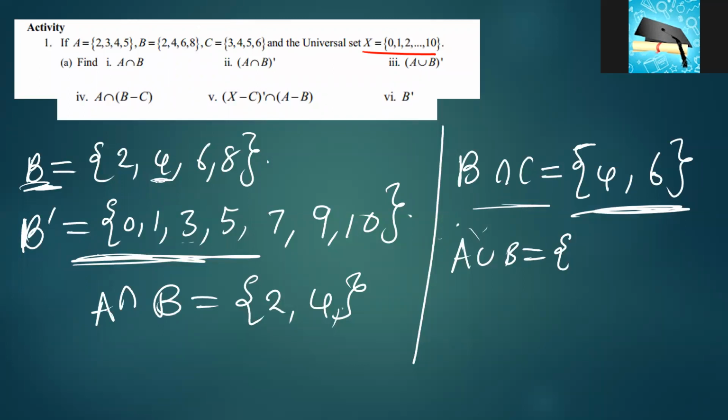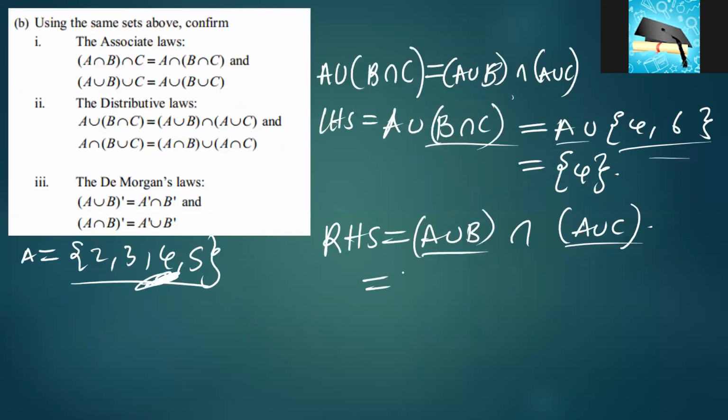So we have 2 there. And then apart from that, we have 3, we have 4, we have 5, we have 6, we have 8. So this is our A union B. We have 2, 3, 4, 5, 6, 8.